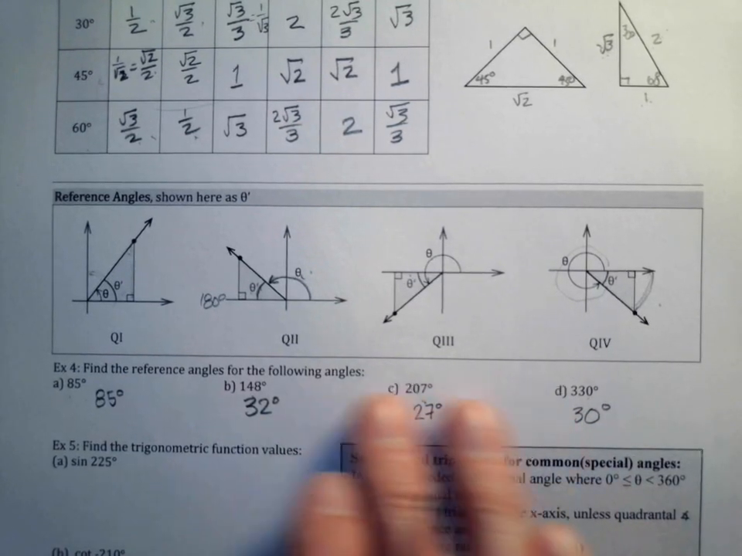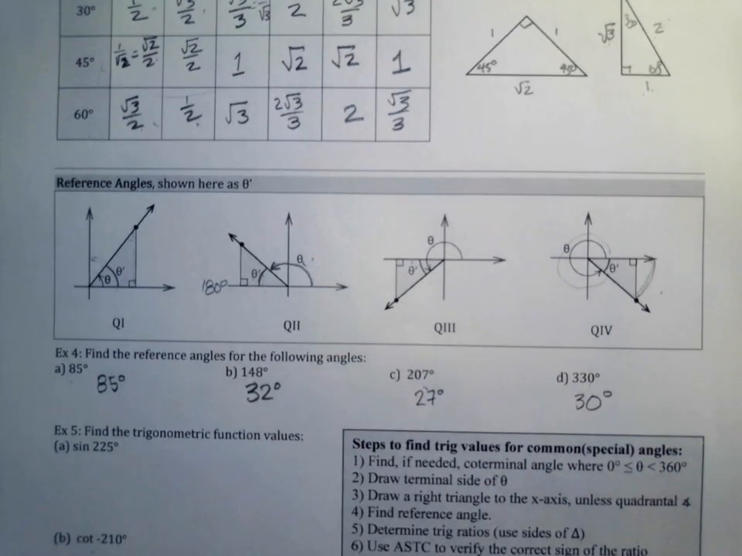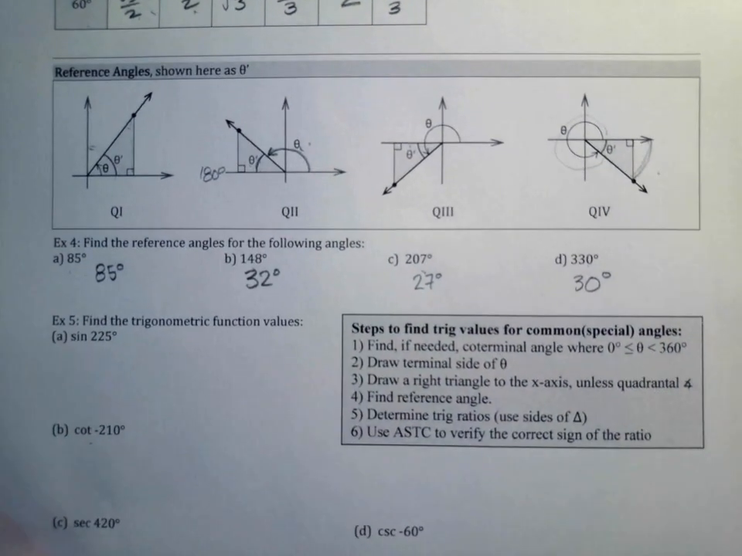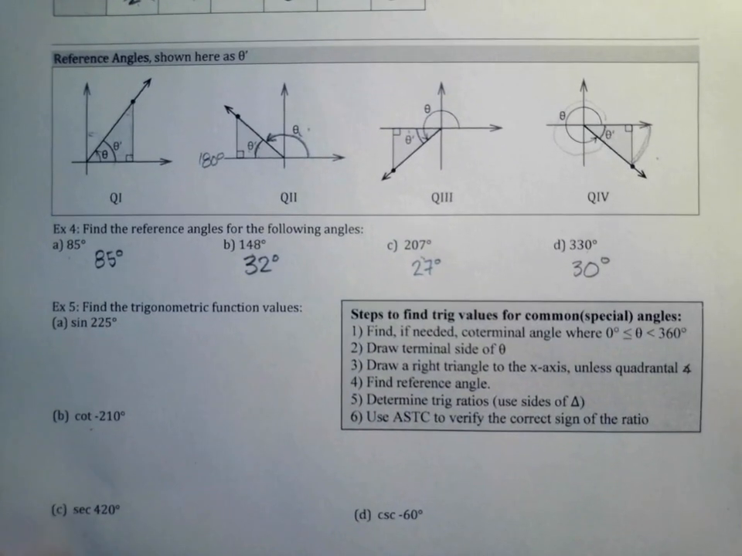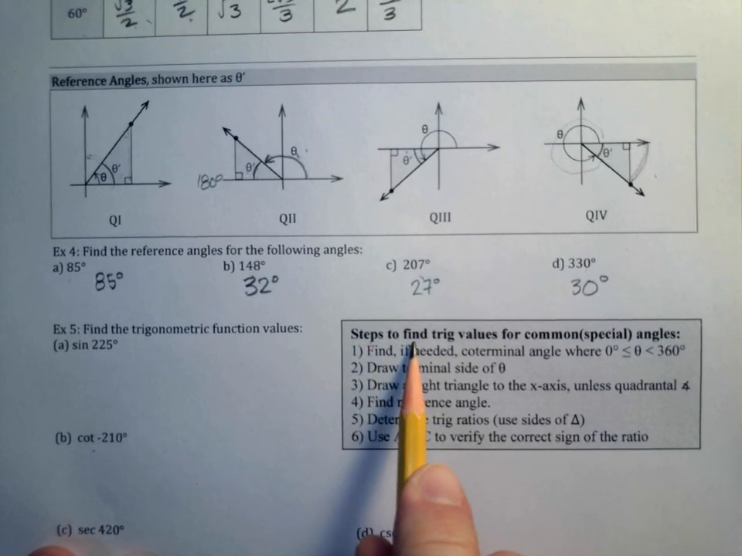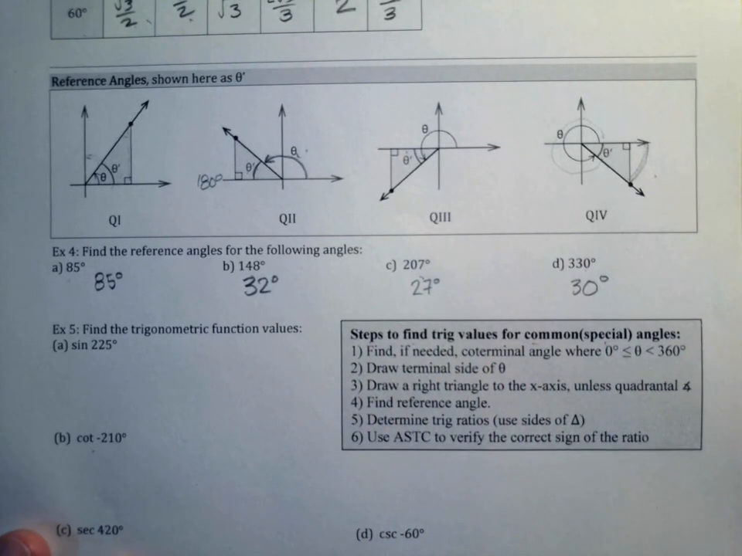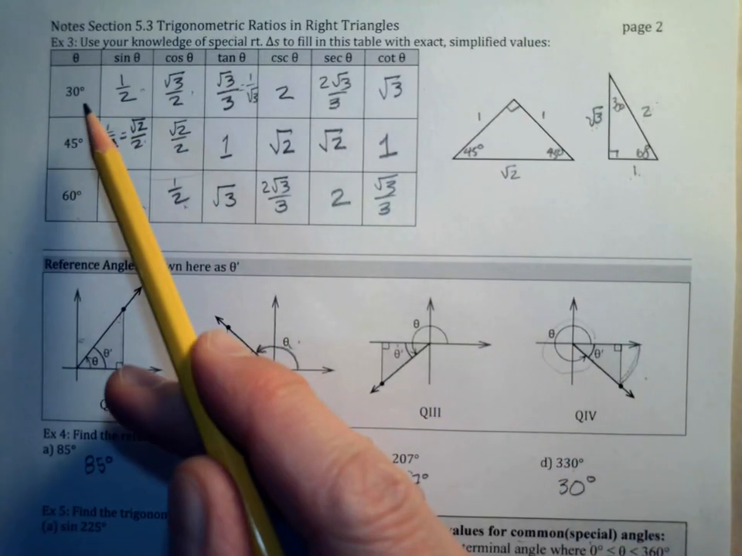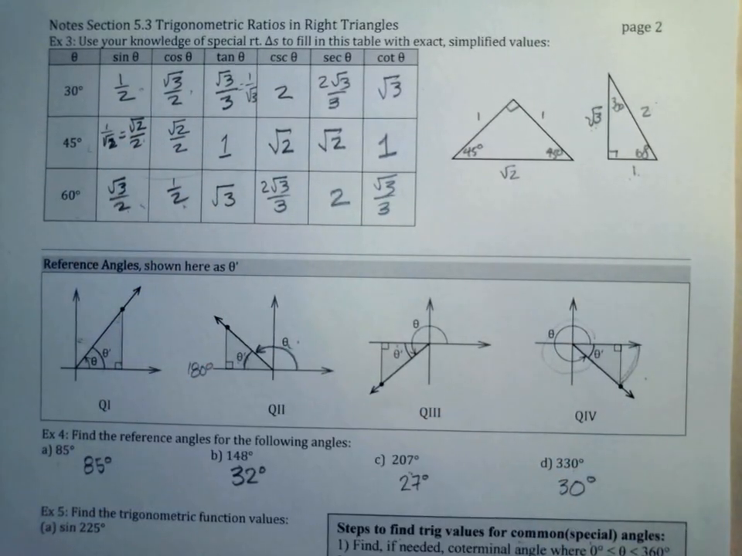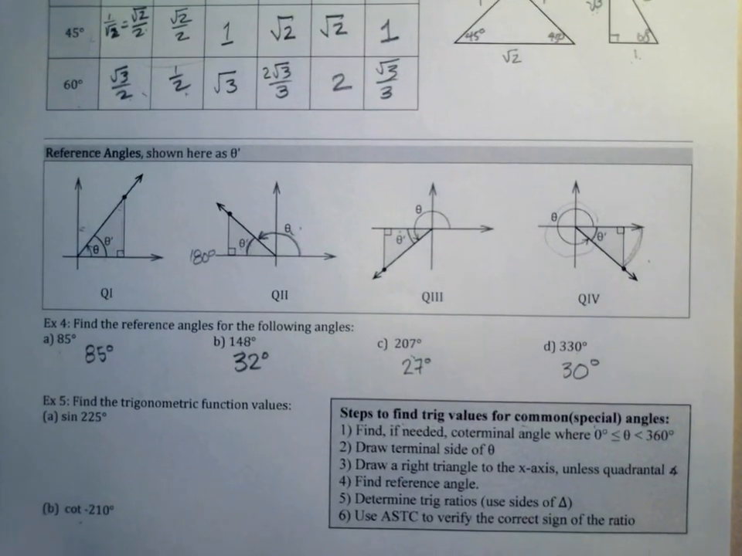Okay, they'll become second nature once we use them enough. Okay, let's move on. Find the trigonometric function values. So, steps to find the trig values for common or special angles. Common angles, we think of them as 30, 45, and 60. That's angles that have those three reference angles.